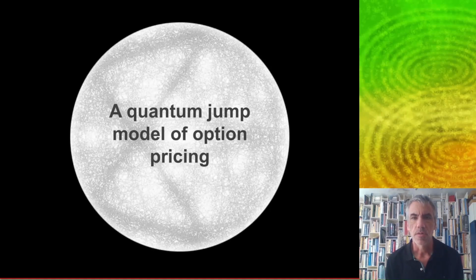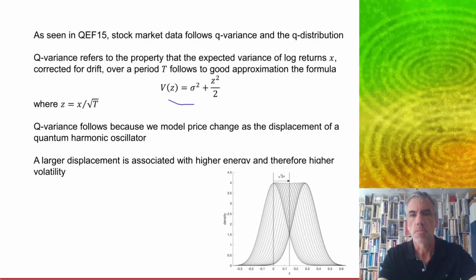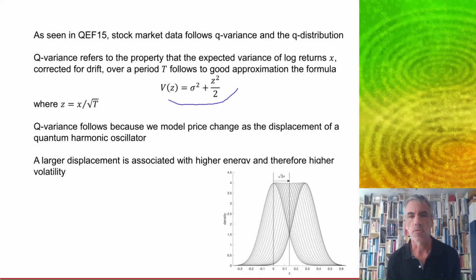Okay, this talk is about a quantum jump model of option pricing. As in the last talk, QEF16, stock market data follows this q-variance and the q-distribution. q-variance refers to the property that the expected variance of log returns x, corrected for drift, over a period of t follows, to good approximation, this formula: sigma squared plus z squared over 2, where z is equal to x divided by the square root of the period.